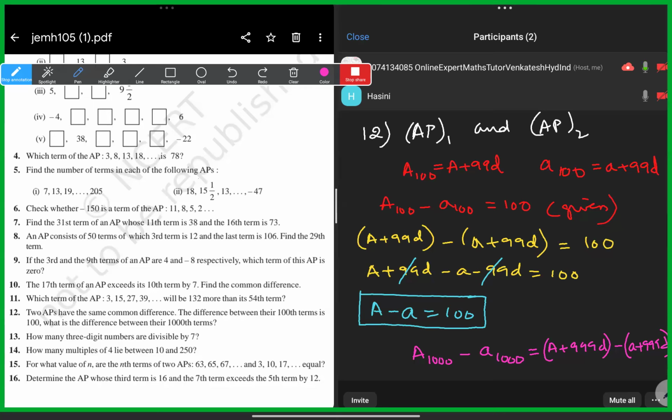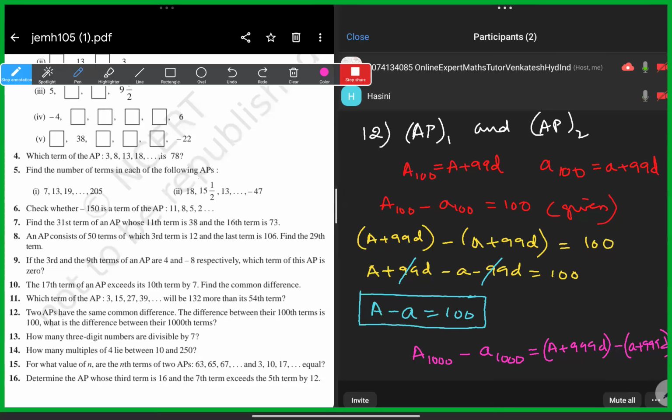Capital A plus 999 d means the 1000th term in the first series. Small a plus 999 d means the 1000th term in the second series. Those two differences only they're asking. What is the difference of their 1000th terms?